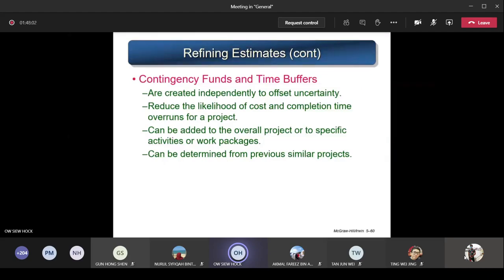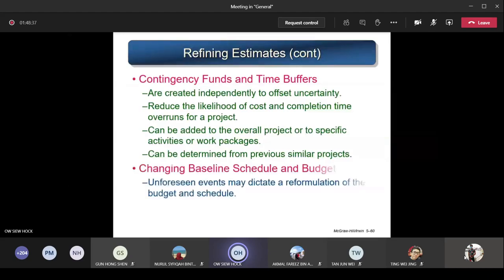It can be determined from previous similar projects. If you have no idea how much contingency fund to allocate for your project, you're not sure, then you go and look at the historical project report, the past project records of the same project as what you're doing now. For example, you're doing C-test. What kind of possible risk is going to happen? I do not know, but previous year students have done this project. Then I refer to the previous year report, and then I know how to allocate the total amount of contingency fund and how much extra time buffer I should allocate for this year's C-test. You understand? It's all based on the past historical report.